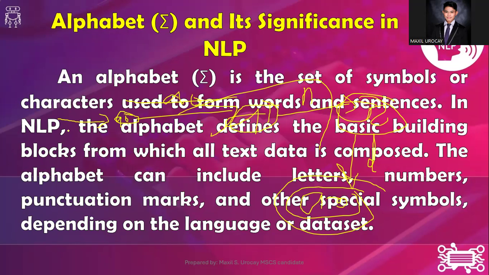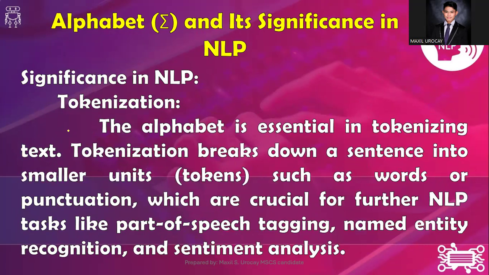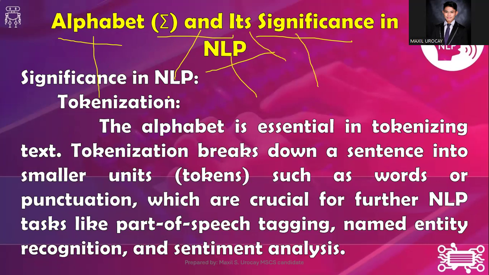So what's the importance of the alphabet in NLP? For tokenization, the alphabet is essential in tokenizing text. It will break down a sentence into smaller units, tokens, such as words or punctuation, which are crucial for further NLP tasks like part-of-speech tagging, named entity recognition, and sentence analysis. Say, for example, this is our string. You will begin to separate everything that is actually tokens.